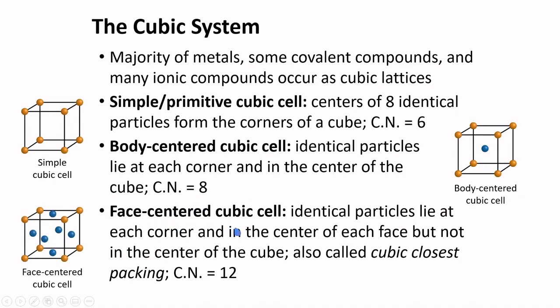Face-centered cubic cell has identical particles lying at each corner and in the center of each face, but not in the center of the cube. This is also called cubic closest packing. Coordination number in this case is 12.